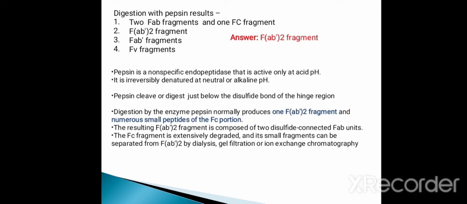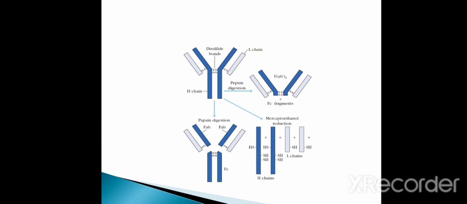The resulting F(ab')2 fragment is composed of 2 disulfide-connected Fab units. The Fc fragment is extensively degraded, and these small peptides can be separated from the F(ab')2 by dialysis, gel filtration or ion exchange chromatography. The digestion with pepsin is shown here. Pepsin cleaves just below the disulfide bond of the hinge region. As a result, it produces the F(ab')2 fragment and small peptides of the Fc fragment.